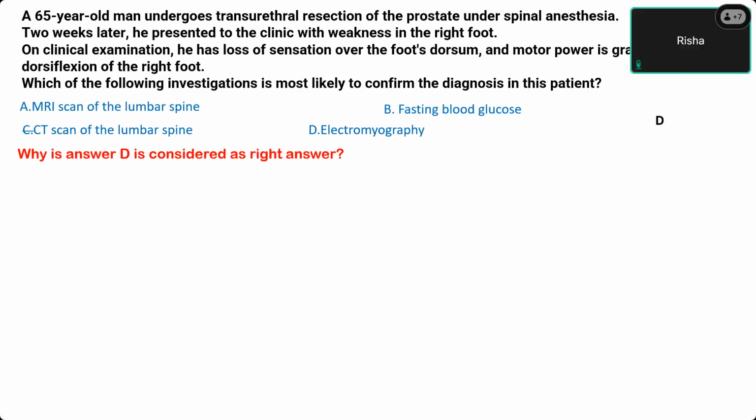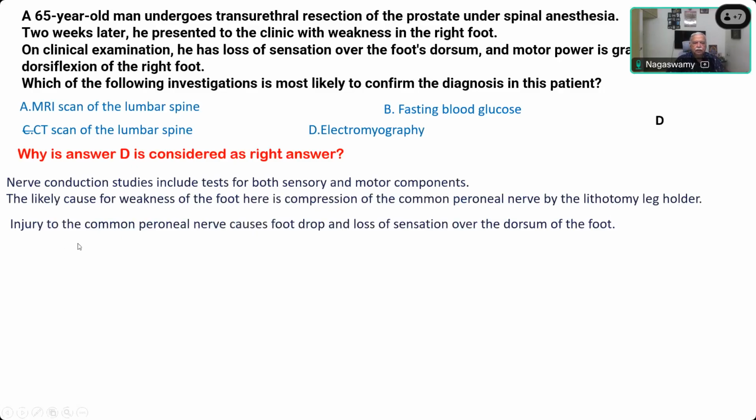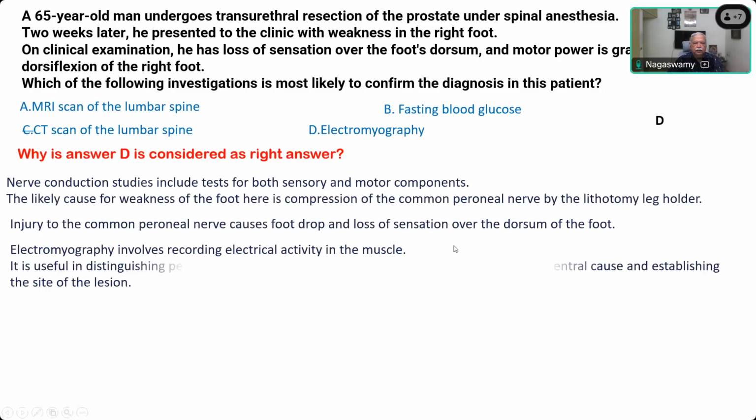It seems to be a peroneal nerve injury during the positioning. Positioning, excellent. So nerve conduction studies include tests for both sensory and motor components. The likely cause of weakness of the foot here is compression of the common peroneal nerve by the lithotomy leg holder. Injury to the common peroneal nerve causes foot drop and loss of sensation over the dorsum of the foot. Electromyography involves recording electrical activity in the muscle. It is useful to distinguish peripheral neuropathy from nerve root compression or from more central causes like disc prolapse, establishing the site of lesion.